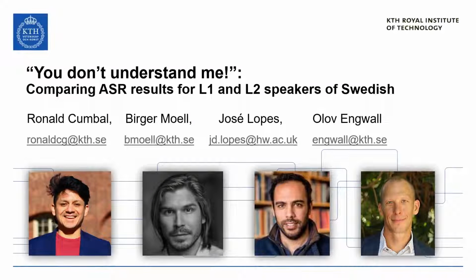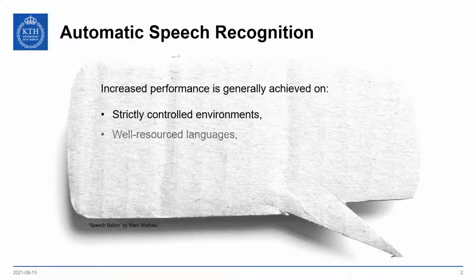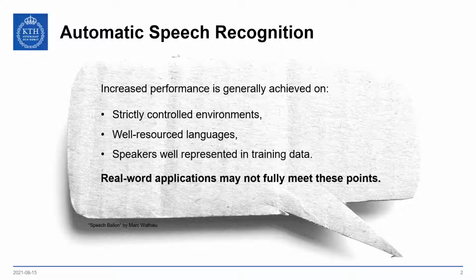The performance of research and commercially available automatic speech recognition systems has been consistently improving over the last decades. However, high performance levels are often achieved on datasets obtained from strictly controlled environments, in well-resourced languages, and for speakers that are well represented in the training set. In many real-world applications, however, these variables cannot be consistently met, and the results could be problematic in applications targeting, for example, children, non-native speakers, or people with health conditions that affect their speech.